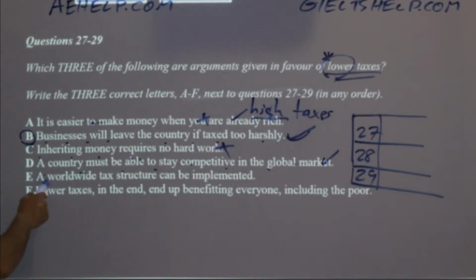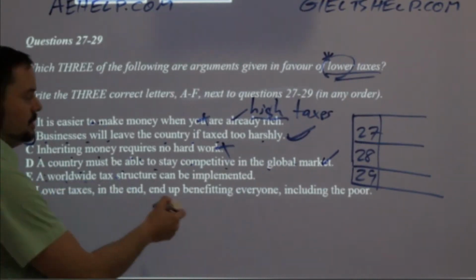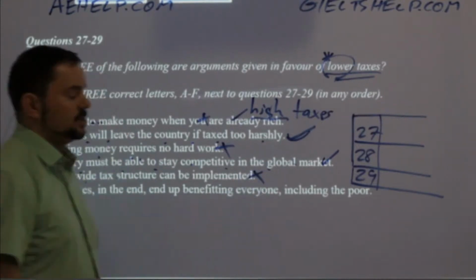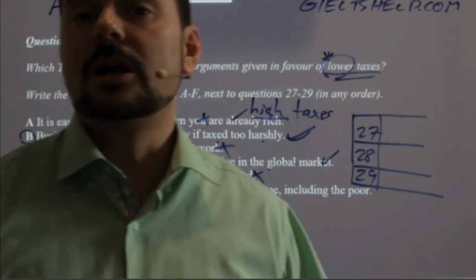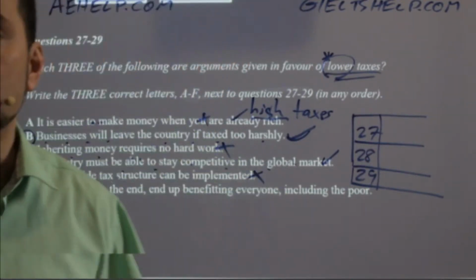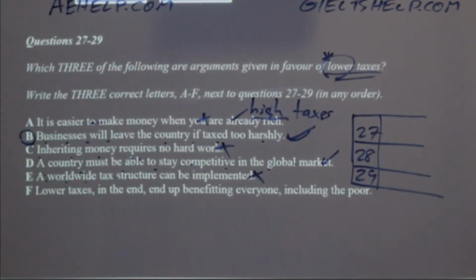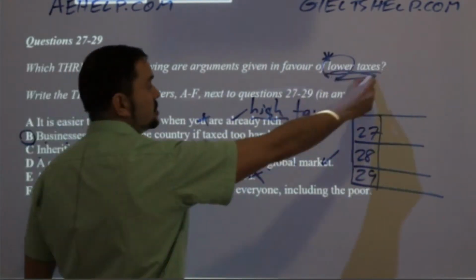E, a worldwide tax structure can be implemented. No, because the speaker says that there cannot be any kind of global tax structure. It's not possible yet. Okay. But they do mention F, lower taxes, and we have it here. I mean, it's up here, so you should pay attention.